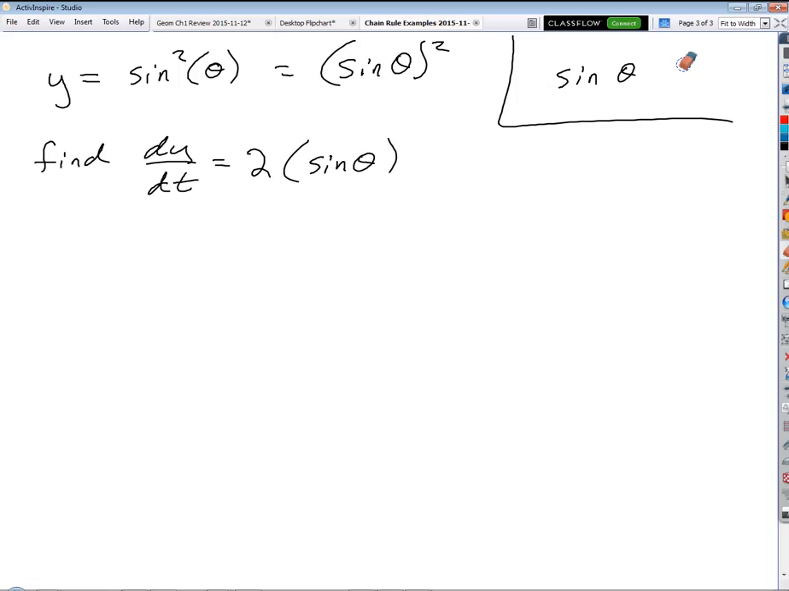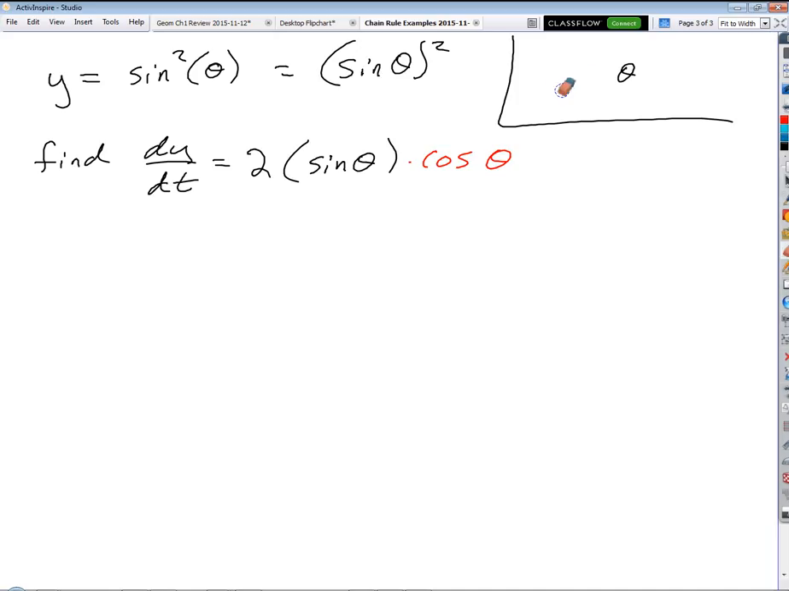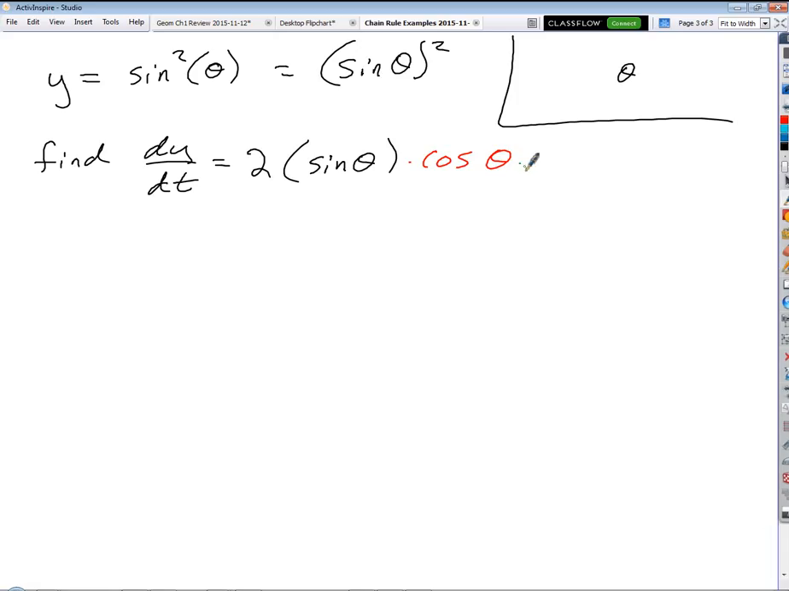The next layer is what? What kind of thing is it? It's a sine of something, right? So it's a sine of theta. What's the derivative of sine theta? Cosine theta. Okay? So we get cosine theta. That allows us to peel away the sine layer, since we just differentiated sine. What are we left with? Another layer, right? Because now we're differentiating theta with respect to t. So this is going to be d theta dt.